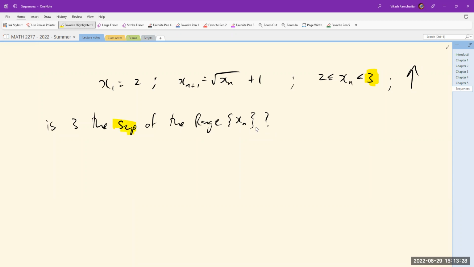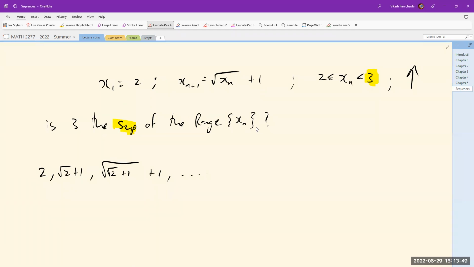So if we look at the range of the sequence, we know x_1 is 2, then the term after that is the square root of 2 plus 1, then the term after that is the square root of the square root of 2 plus 1, plus 1, and so on. You get the idea. You will have to work these out and you get a bunch of decimals.